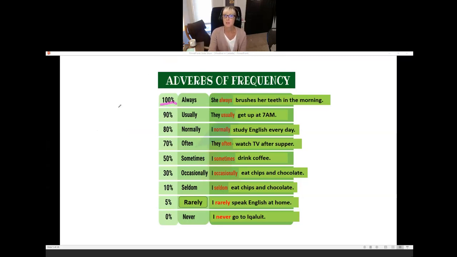If something happens 100% of the time, it always happens. She always brushes her teeth in the morning. Every day in the morning, she brushes her teeth. When something happens 90% of the time, we say usually. They usually get up at 7 a.m. Maybe on Saturdays, they sleep longer, maybe they get up at 9 a.m. But usually, they get up at 7 a.m.